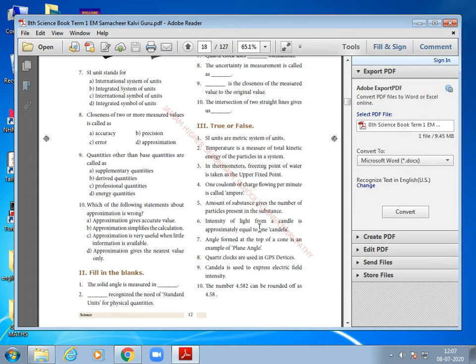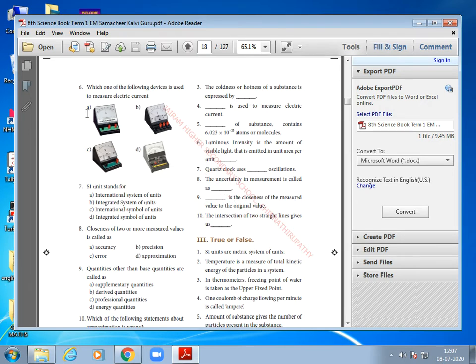Sixth question: which one of the following devices is used to measure electric current? Which device is used to measure electric current? It is an ammeter. Option B is the answer.